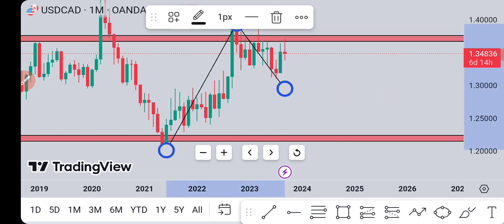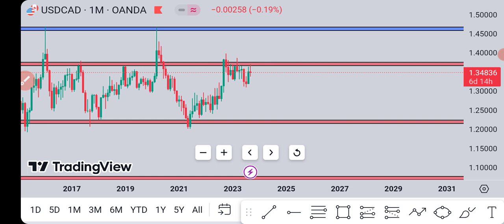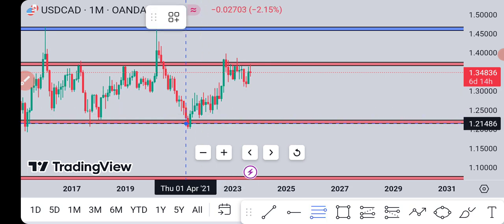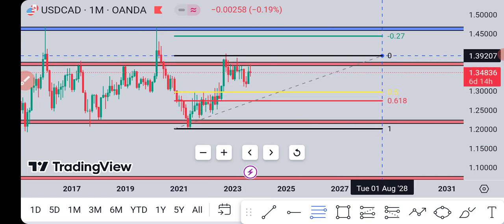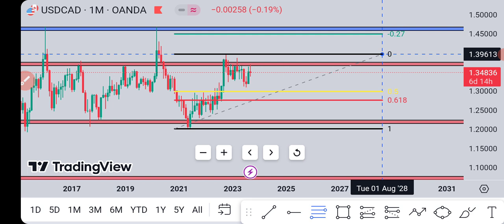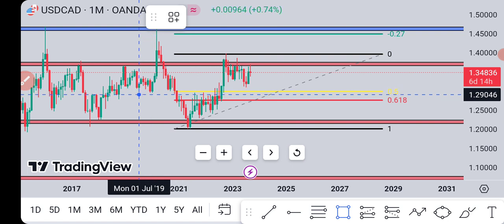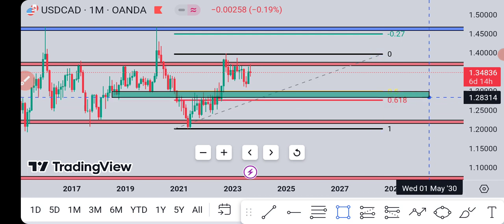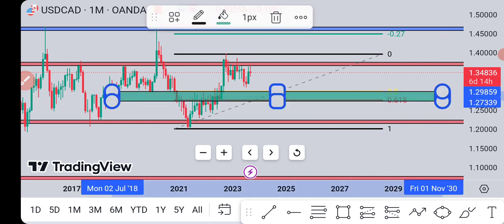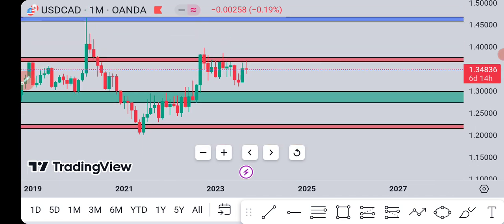Let me change it to 7. Yes. And if I take my Fibonacci, let me measure the overall move. So we are not in the 50% zone yet, and I can't possibly say that the market must come down to this zone. No, you act based on what the market is showing you, not what you think. Trade what you see, not what you think.